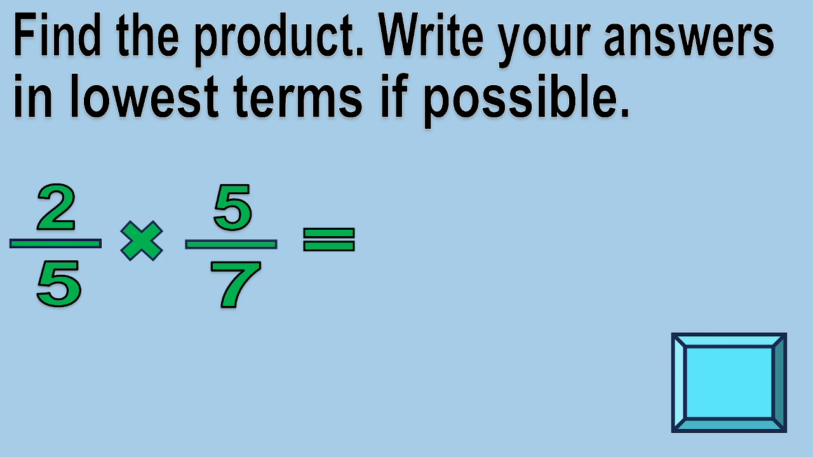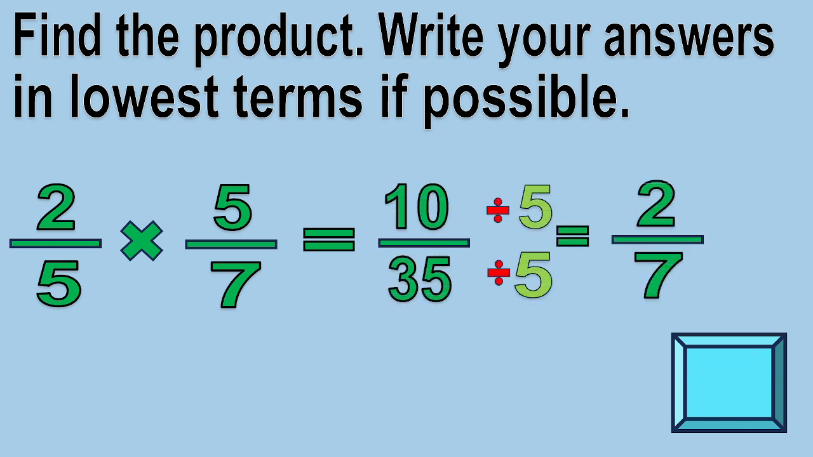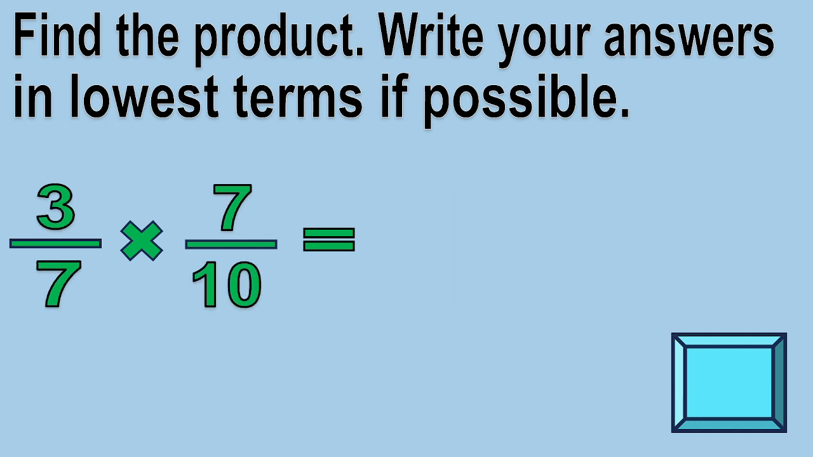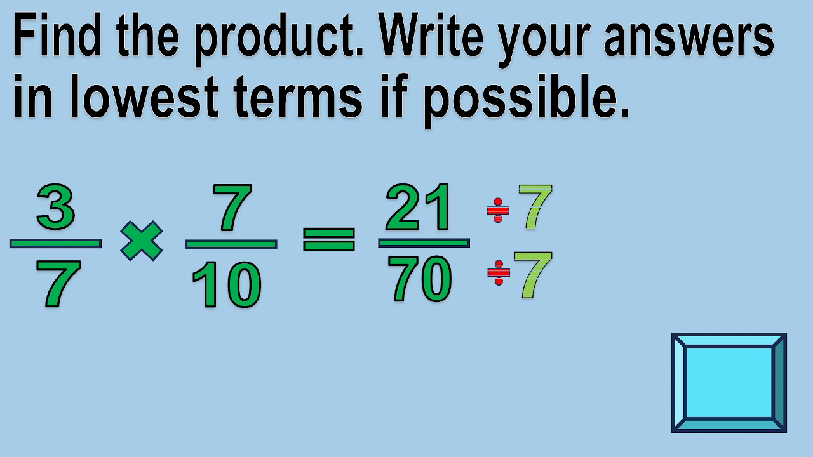2/5 times 5/7. Time's up. The answer is 2/7. Another, 3/7 times 7/10. Time's up. The answer is 3/10.